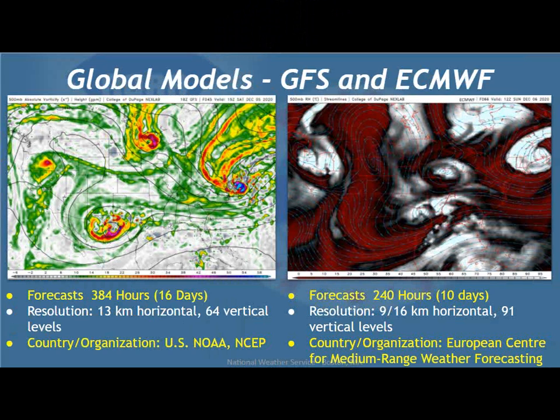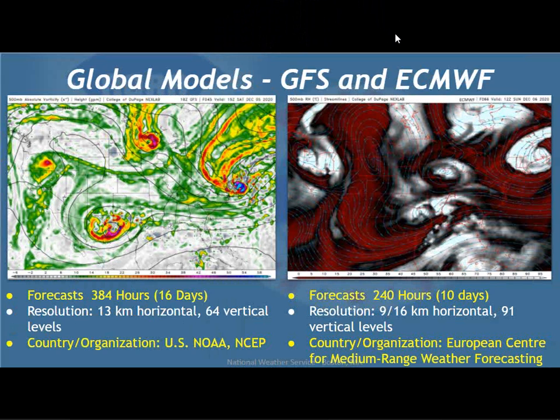You can see the different resolution. We use metric, so the GFS is 13 kilometers in the horizontal. The European model is 9 and 16 kilometers. I believe it's down to 9 kilometers now. And what that means is the higher resolution is able to resolve more localized weather features.